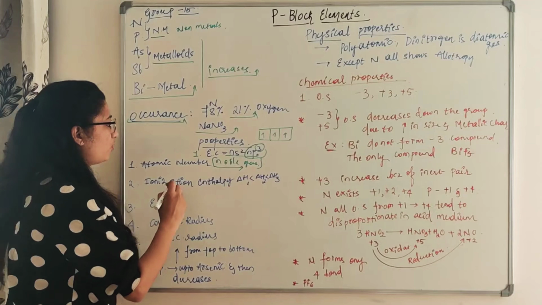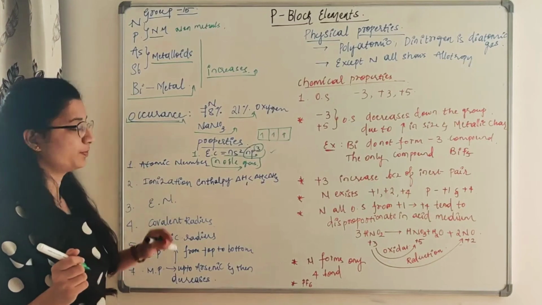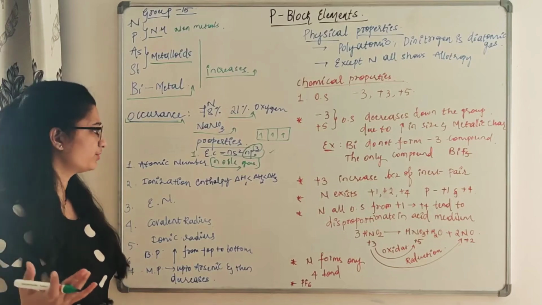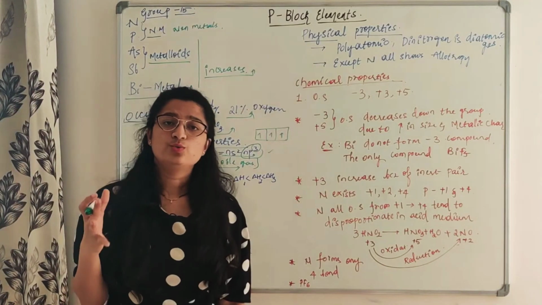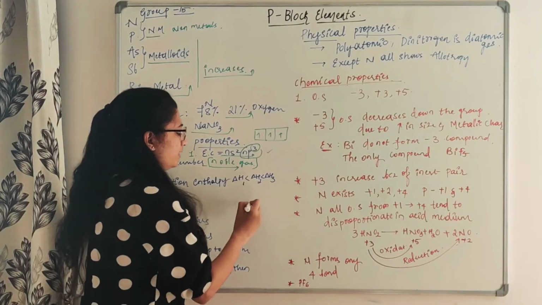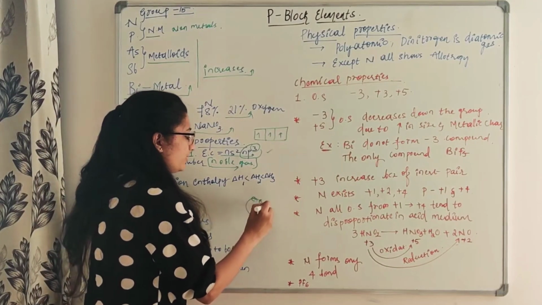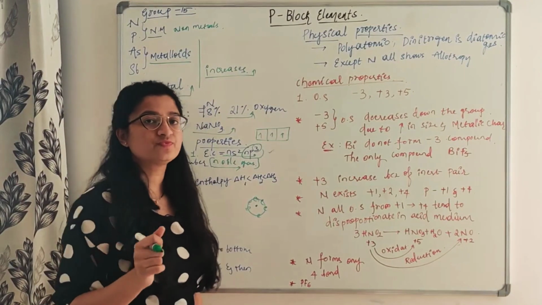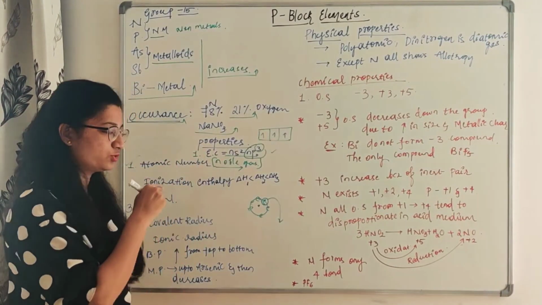Now this is about the electronic configuration. Coming to the second property, that is atomic number. As we move down, there is a considerable increase in the atomic number. That is a simple property. Coming to the ionization enthalpy. What is this ionization enthalpy? See here, I have an element whose nucleus is this, and the electrons are revolving around this nucleus. What I want to do is remove one electron from the outermost orbit.